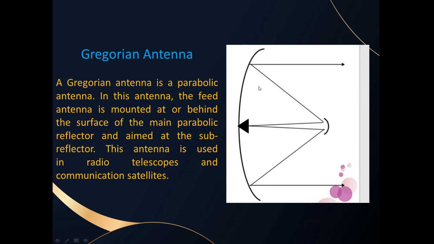Gregorian antenna. It is a parabolic antenna. In this, the feed antenna is mounted at or behind the surface of the main parabolic reflector and aimed at the sub-reflector. This antenna is used in radio telescopes and communication satellites.